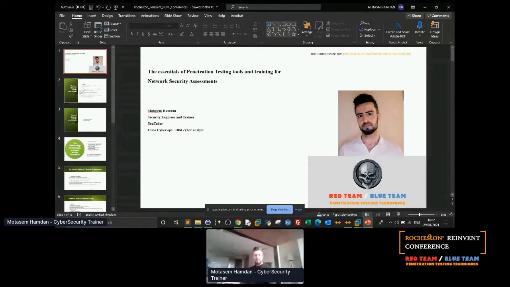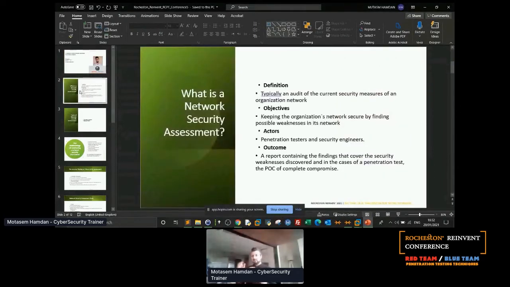We're going to start by defining what a network security assessment is. When we say network security assessment, we have to think of four aspects: the definition, the objectives, the actors, and the outcome. As for the definition, when I conduct a network security assessment, I'm finding out how the security measures of the current network are doing. Are they implemented well or badly? Are there security misconfigurations I need my client to be aware of? I'm trying to form a full picture of the status of my client's network and the current security measures in place.